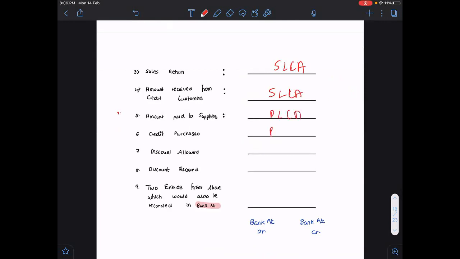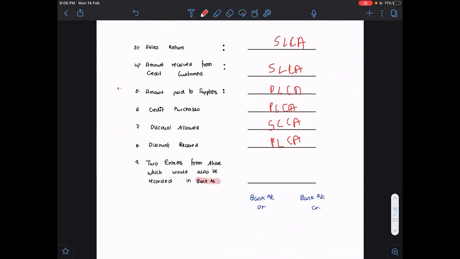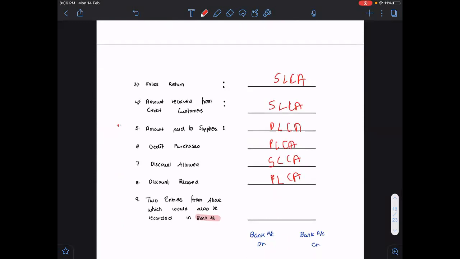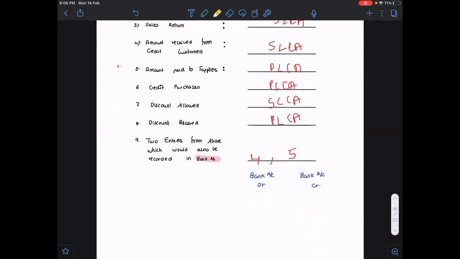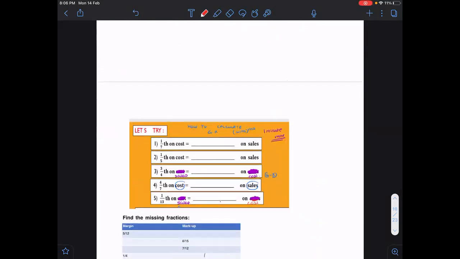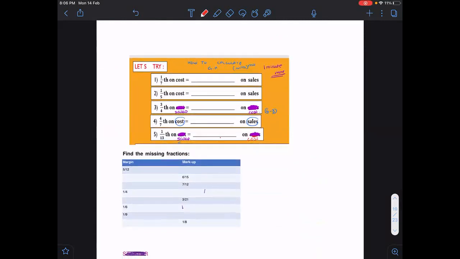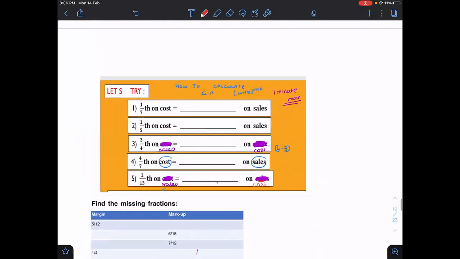सेल्स रिटर्न फाइंड आउट करने बोलेंगे कौन सा अकाउंट? SLC है, PLC है, SLC है, PLC है। ऊपर कौन सी दो एंट्रीज हैं जो बैंक अकाउंट में भी आएंगी? Amount paid bank credit or amount received bank debit. Okay fine.